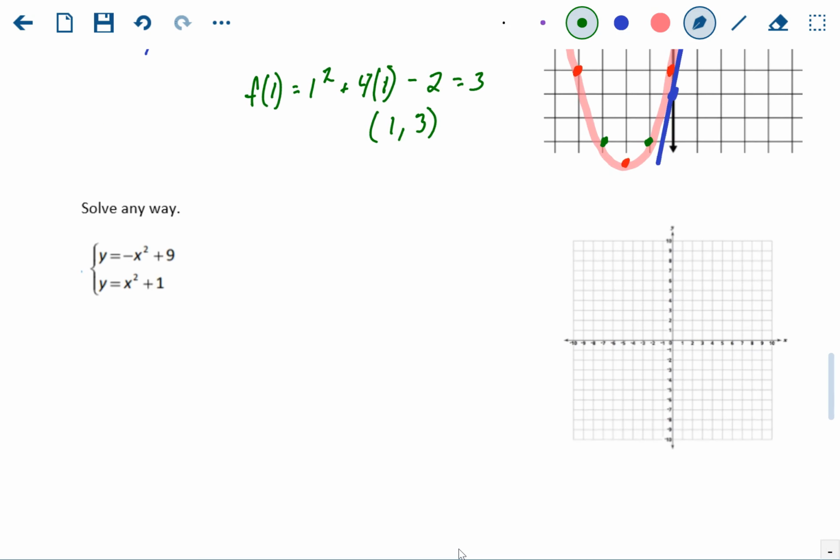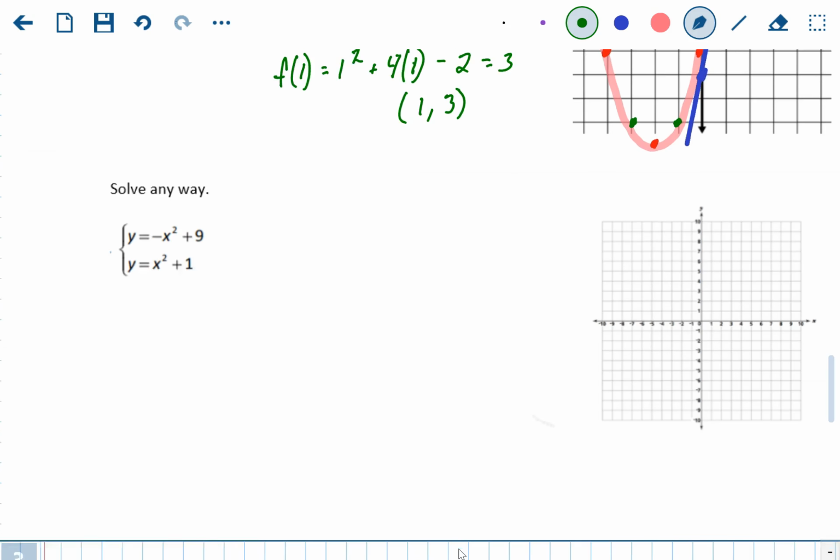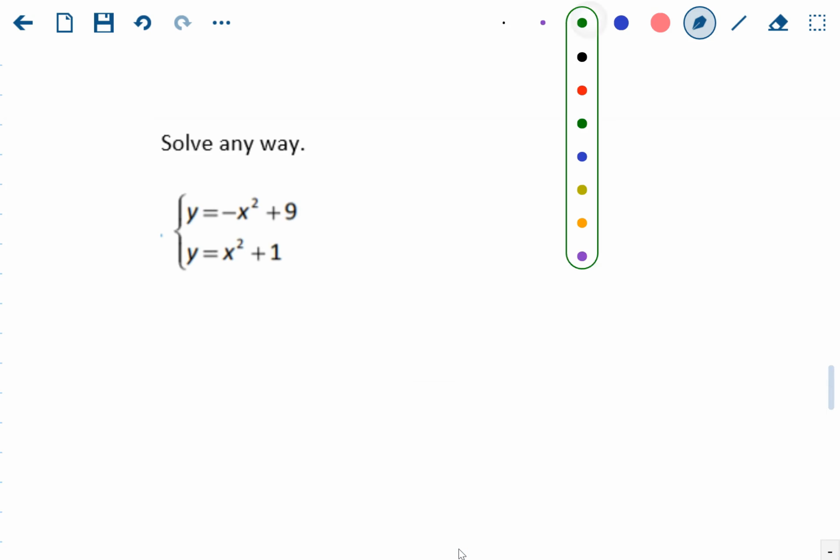And then this last one's different than the other ones because this one's a quadratic versus a quadratic. So the other ones were quadratics and linears. This one's quadratic and quadratic. Solve anyway. All right, well, I know I don't want to graph it. Graphing is going to be a pain. So let's solve it algebraically. I'm going to do this one elimination. You could also use substitution.